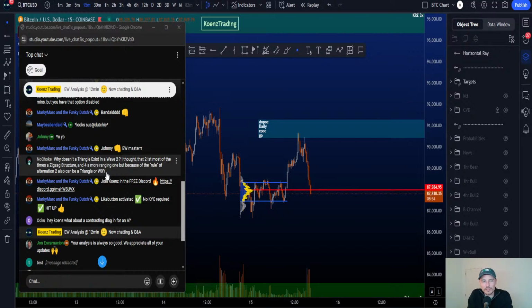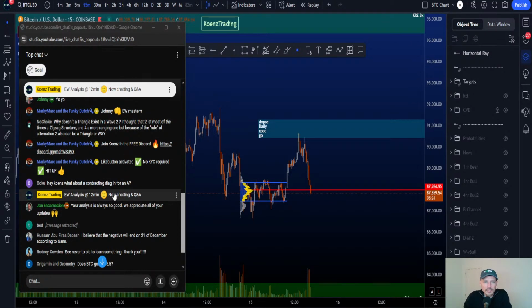Triangles, wave 4s. Of course, a triangle can exist in a wave 4, wave B, wave X, wave Y, wave Z, right? That's the place for a triangle. And in a wave 2, you can have zigzag family structures, flat family structures, WXYs, but no triangles. In a wave 4, you can have everything: the zigzags, the flats, the triangles, the WXYs.